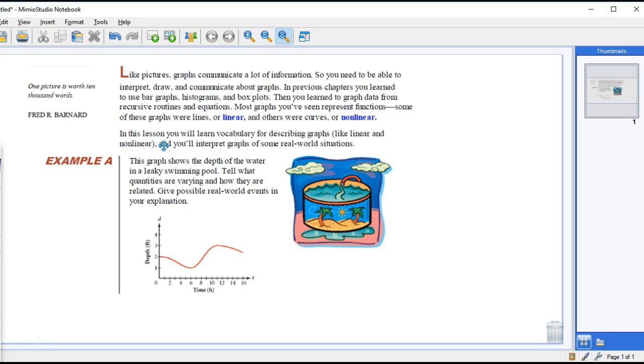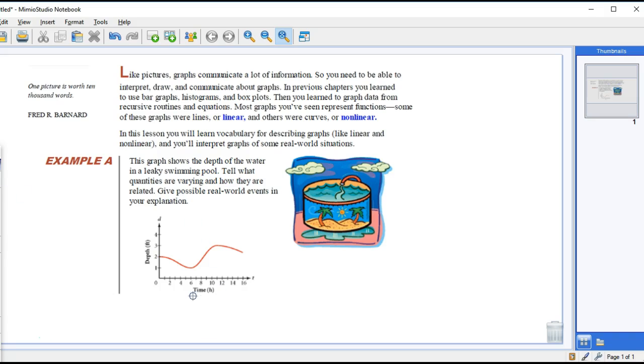In this lesson, you will learn vocabulary for describing graphs, like linear and nonlinear, and you'll interpret graphs for some real-world situations. So, let's look at this example A. This graph shows the depth of water in a leaky swimming pool. Tell what quantities are varying and how they are related. Give possible real-world events in your explanation.